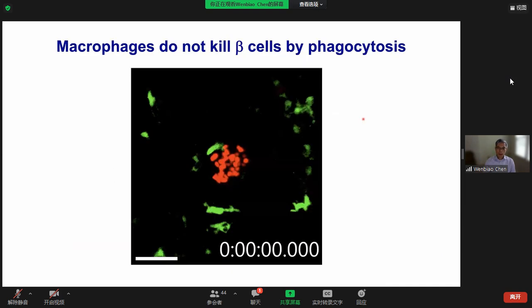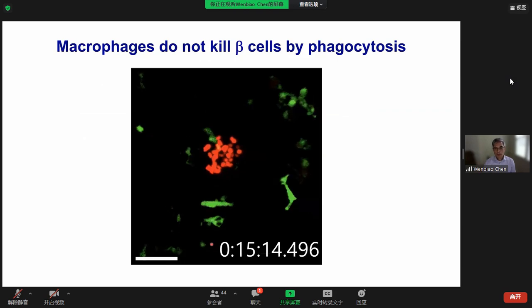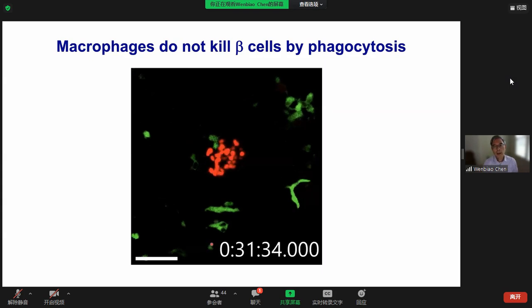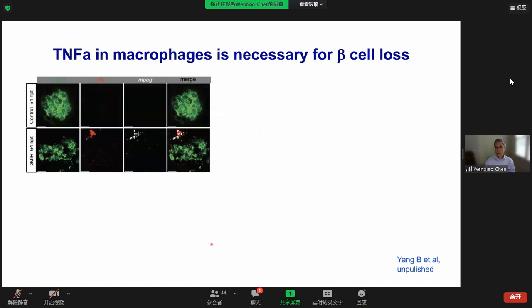However, as you probably have noticed already, in the movie that I showed you previously, although we saw very close interaction between macrophage and the beta cells, once the macrophage left, the beta cells were still intact, suggesting that at least macrophage is not mediating beta cell death by phagocytosis. So maybe it mediates by inflammation. In zebrafish, macrophage biology is still very rudimentary.